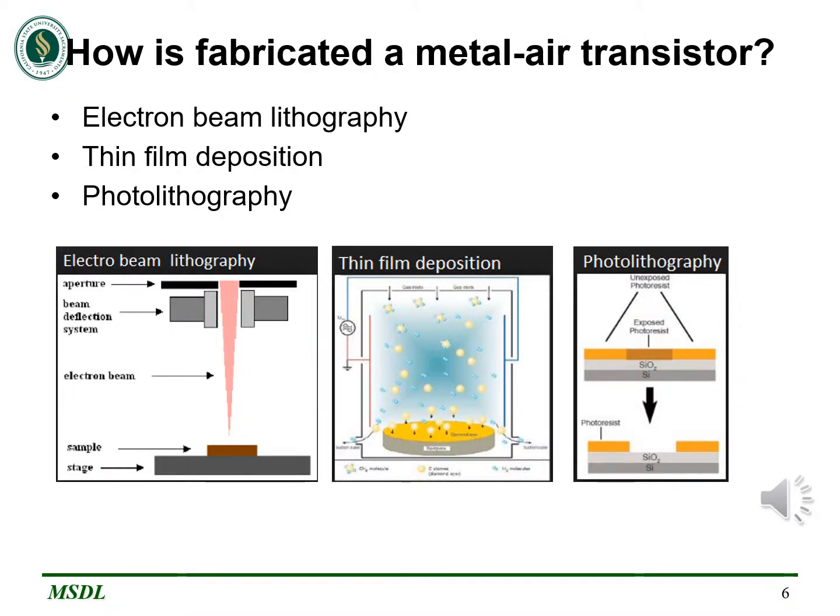How is a metal air transistor fabricated? Devices were fabricated with a combination of electron beam lithography, thin film deposition, and photolithography. Substrates with thermally grown silicon dioxide on highly conductive silicon were cleaned by the standard piranha method. For people who don't know what a piranha method is, it uses solutions that are a mixture of concentrated sulfuric acid with hydrogen peroxide, and they're used to remove trace amounts of organic residues such as photoresist from substrates.